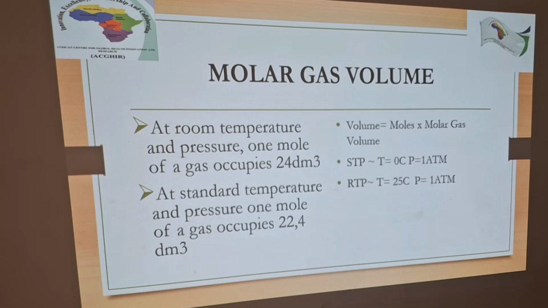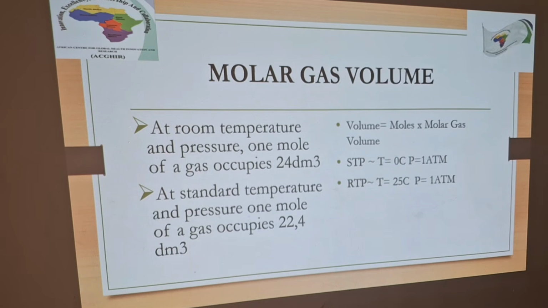We now look at what is called the molar gas volume. At room temperature and pressure, 1 mole of a gas occupies 24 dm cubed. Okay, 24 decimeter cubed. Deci is 10 to the minus 1. At standard temperature and pressure, 1 mole of a gas occupies 22.4 dm cubed. So the volume is always given by moles times molar gas volume.